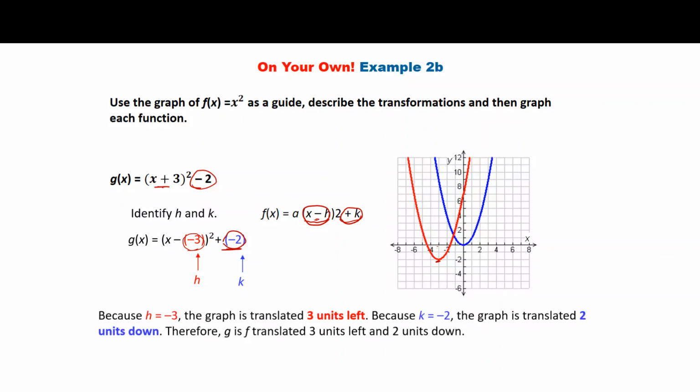All right. So, because h is -3, the graph is translated 3 units left. Because k equals -2, the graph is translated 2 units down. Therefore, g is f translated 3 units left and 2 units down.